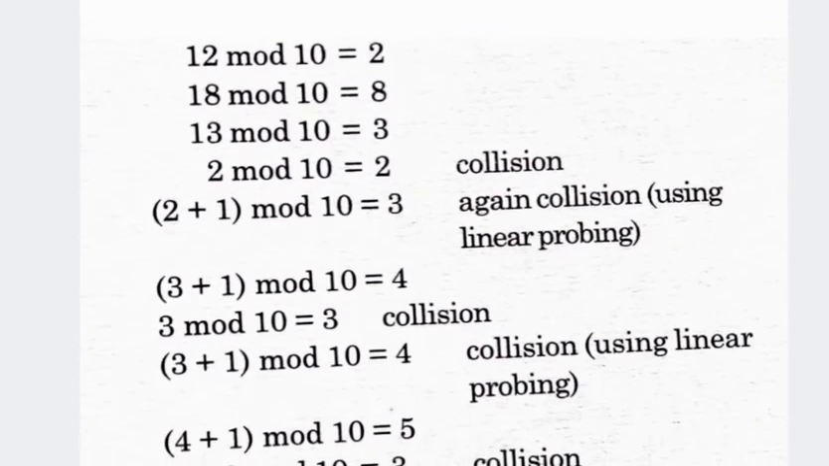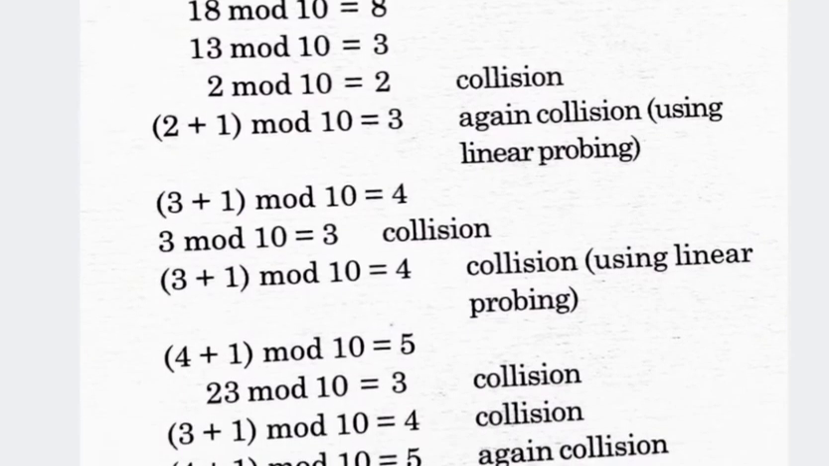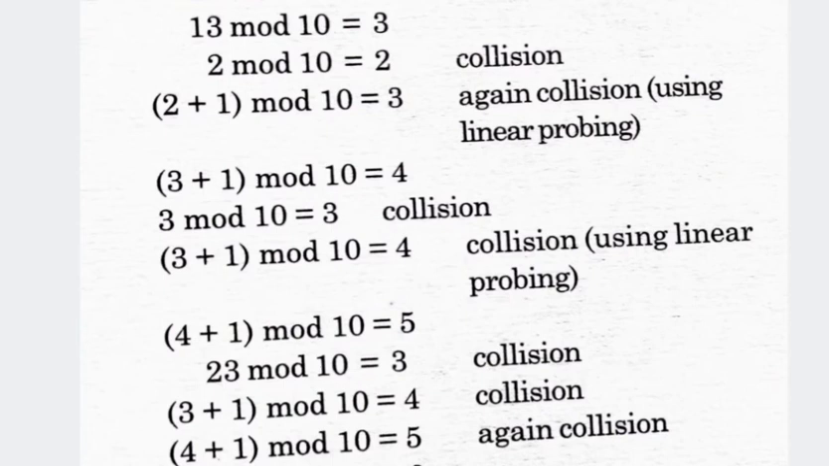So here we know that 12 mod 10 is equal to 2, 18 mod 10 is equal to 8, 13 mod 10 is equal to 3, and 2 mod 10 is equal to 2. So a collision occurs again. Why? Because in the case of 2, 12 and 2 get the same value. So again using linear probing, we get (2 plus 1) mod 10, that is 3. Now we get (3 plus 1) mod 10 equal to 4.